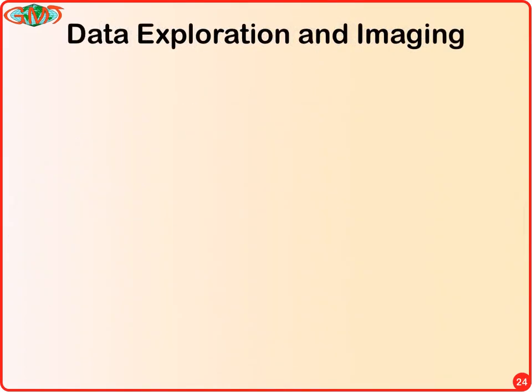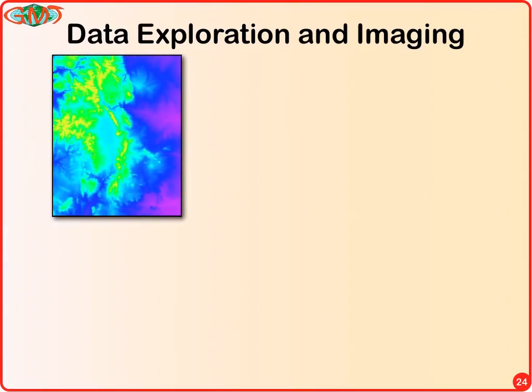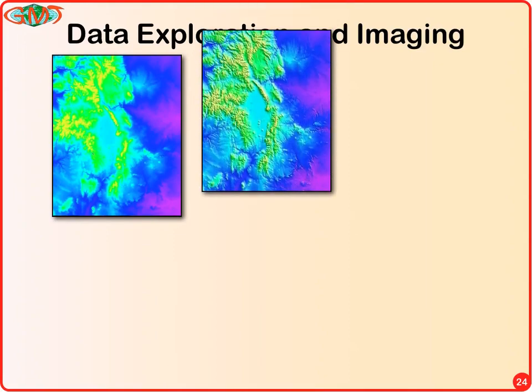Data exploration and imaging. If you're doing exploratory data analysis with grids, you might make just a basic color image of your grid. The colors indicate elevation. You can clearly see there's variability in elevation here. This is somewhere in the Rockies near Denver. But it's kind of dull. There's no sense of slope. Slope's not really being portrayed.